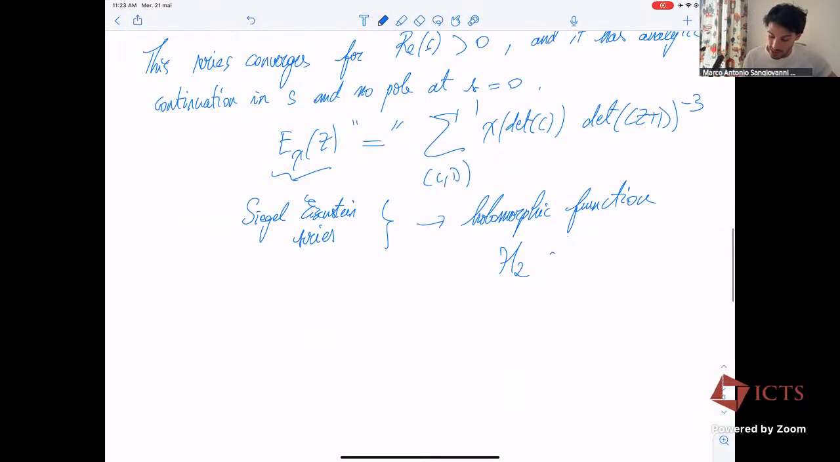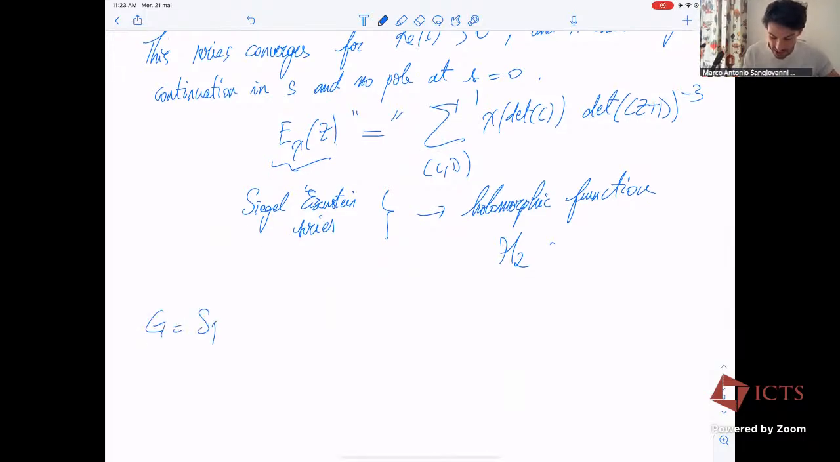Okay, and so now I will take the automorphic point of view on E_chi(Z). So G is as before, and P, let me say, is the Siegel parabolic.